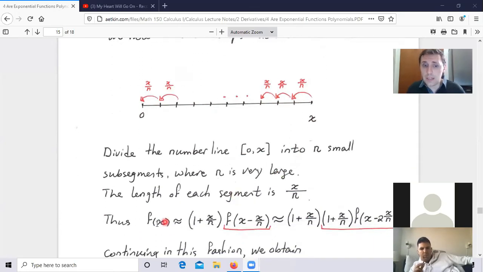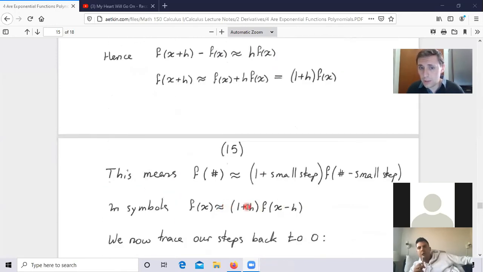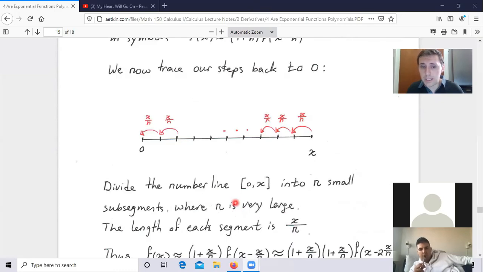So then by this recursive step, I go one step back. One plus x over n is the size of the step. x over n is the size of the step. That's this formula here, you see? The size, it's one plus the size of the step.